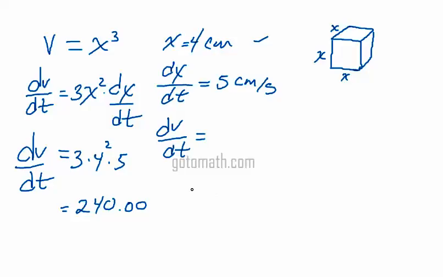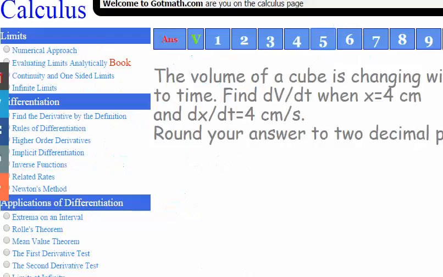And remember, don't leave off our units. This was centimeters cubed, and with respect to time, and time was in seconds there, obviously. And so we'll just rewrite dV over dt. So that's a pretty easy problem. Of course, these are different numbers here, but same problem.